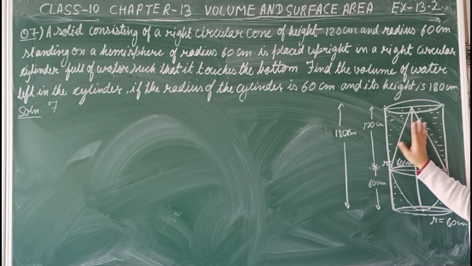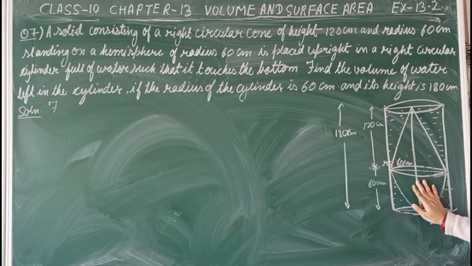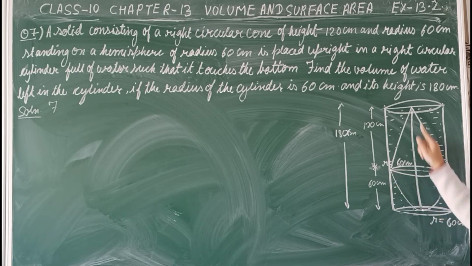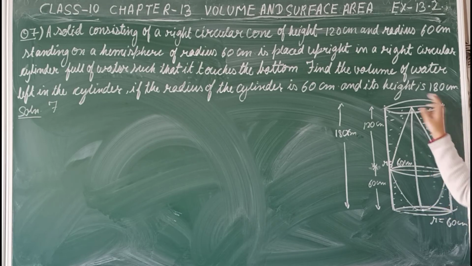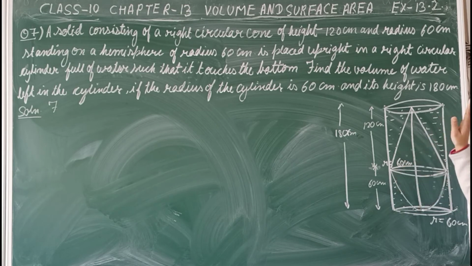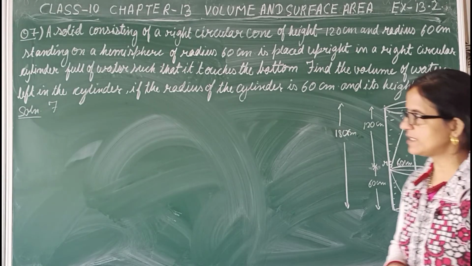So for this cone, the height is 120 centimeter, radius is 60 centimeter. For this hemisphere, radius is 60 centimeter. So we can get the volume of this plus this. Now for the cylinder, height is given as 180 centimeter, radius is given as 60 centimeter. So we can take out the volume of the cylinder as well, and hence the volume of the cylinder minus the volume of the solid will be the answer. So let us move to the solution part.